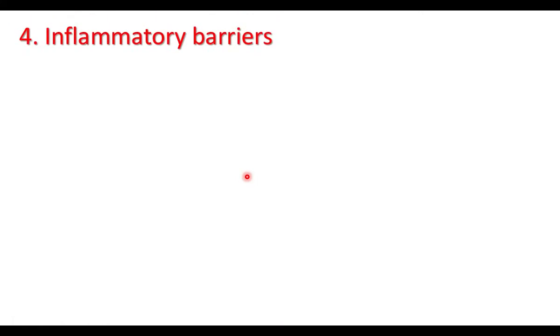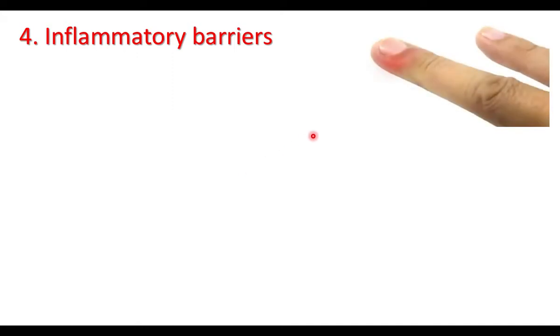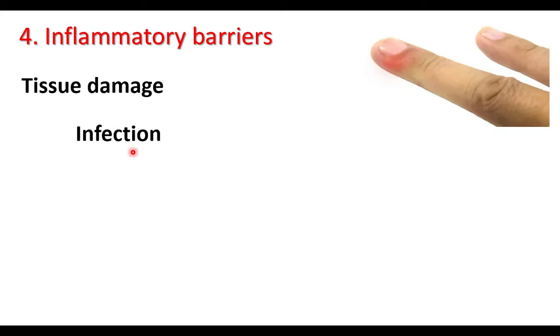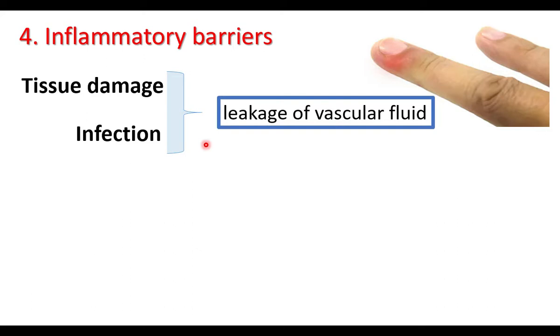Inflammation is a response of the body due to injury and infection. When there is injury, there will be swelling, redness, and pain; that is inflammation. Infection also causes inflammation. In small children, infection inside the nose causes inflammation inside the passage that causes narrowing of the passage, resulting in nasal blockage. So tissue damage and infection cause leakage of vascular fluid. Fluid from the blood vessels comes out.